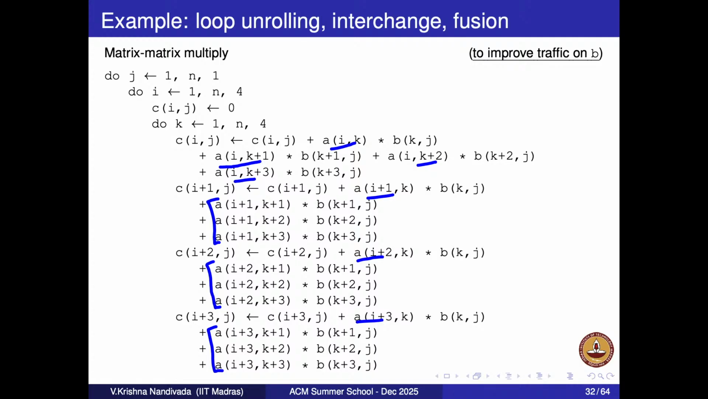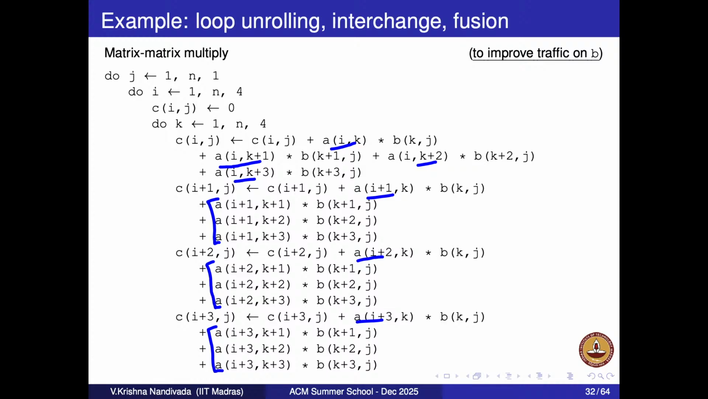So in this body, 4 elements of B are loaded. How many elements of B are loaded? Only 4. The rest are from the cache. Actually, I can just reuse. I don't even need to have a load because this Bkj and this Bkj are the same. I can load this, write it as 4 different variables and reuse them.